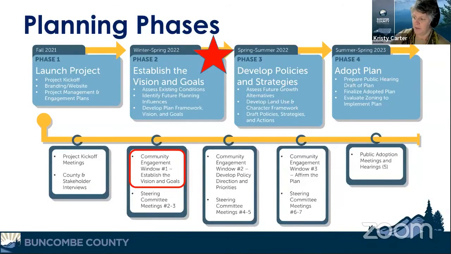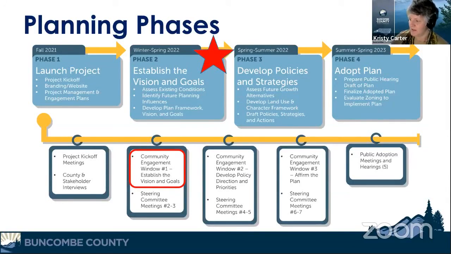The project is set up in a 4-phase planning process, and we're currently in phase 2, which is the first opportunity for residents to give the county input. Residents can attend meetings and take online surveys during this phase, and phase 3 will begin in the summer.